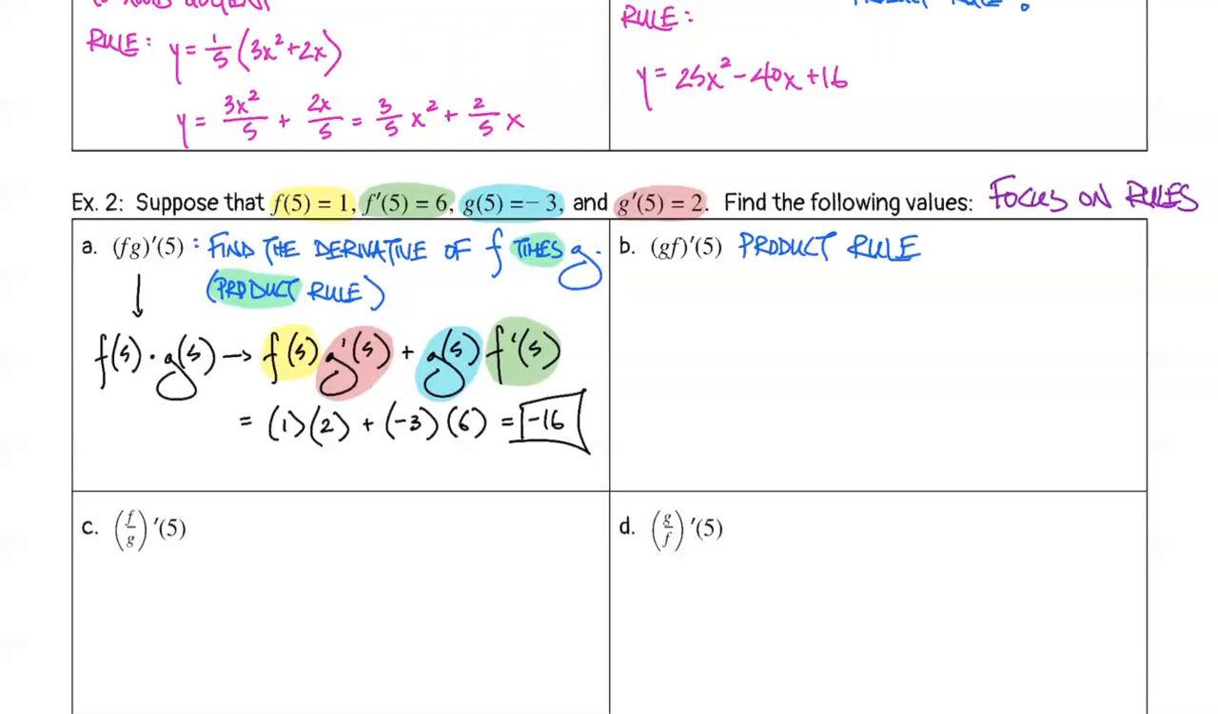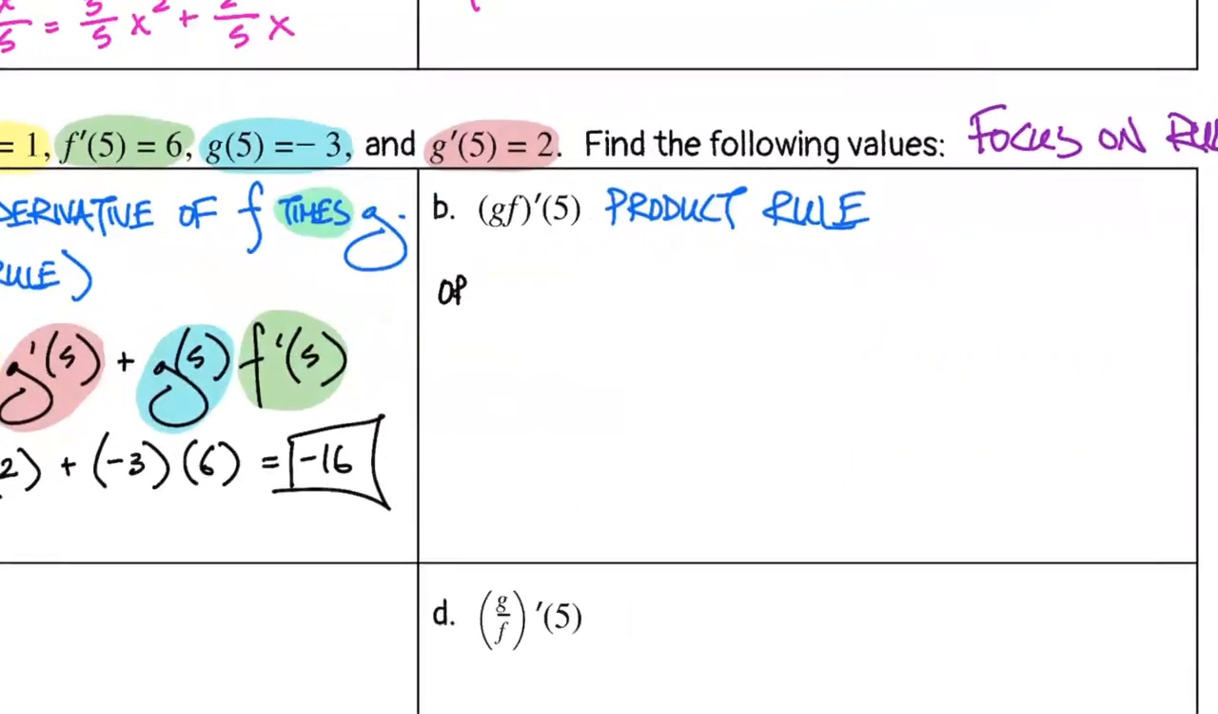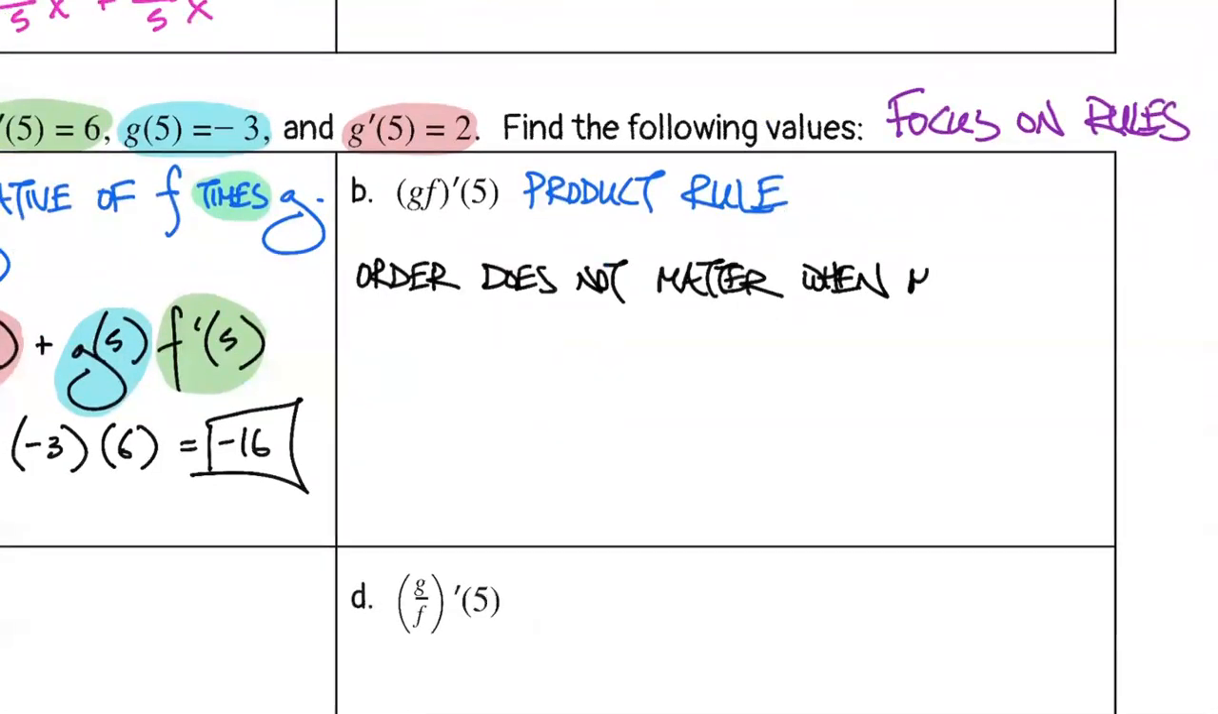Okay, now here's the thing. Do you notice that here I have f times g and here I have g times f? Does order matter when we multiply? Exactly. That order doesn't matter. What do you think the answer of part B is going to be? You got it. So let's actually write that in here, that order does not matter when multiplying.